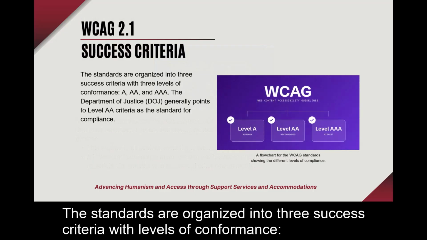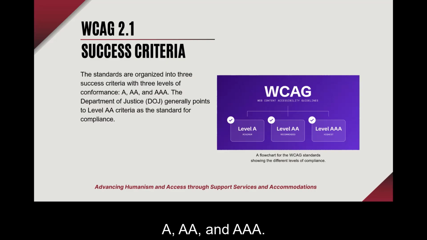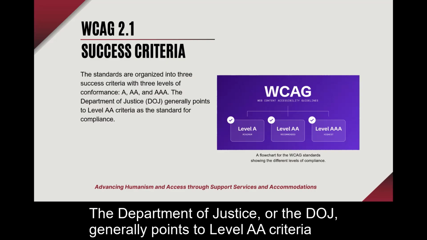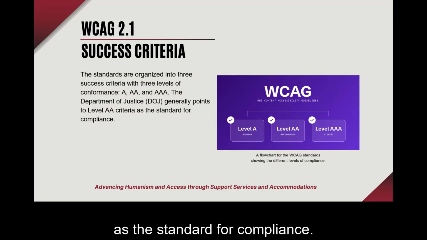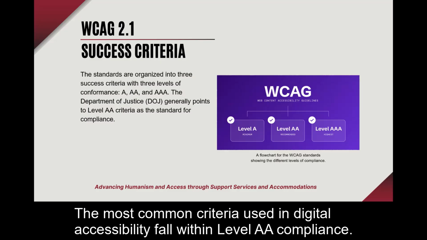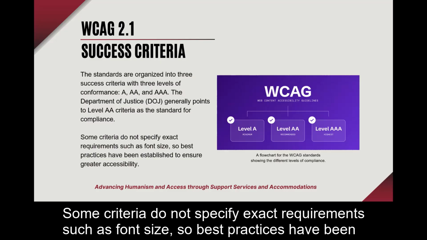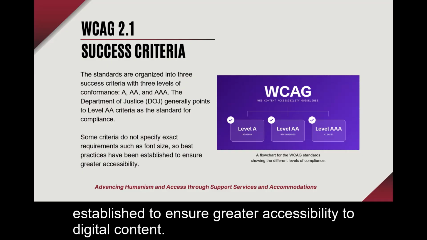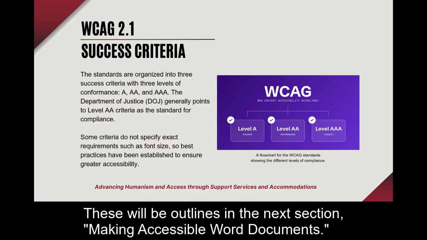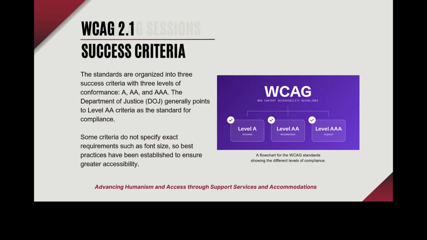The standards are organized into 3 success criteria with levels of conformance: A, AA, and AAA. The Department of Justice, or the DOJ, generally points to level AA criteria as the standard for compliance. The most common criteria used in digital accessibility fall within level AA compliance. Some criteria do not specify exact requirements such as font size, so best practices have been established to ensure greater accessibility to digital content. These will be outlined in the next section, Making Accessible Word Documents.